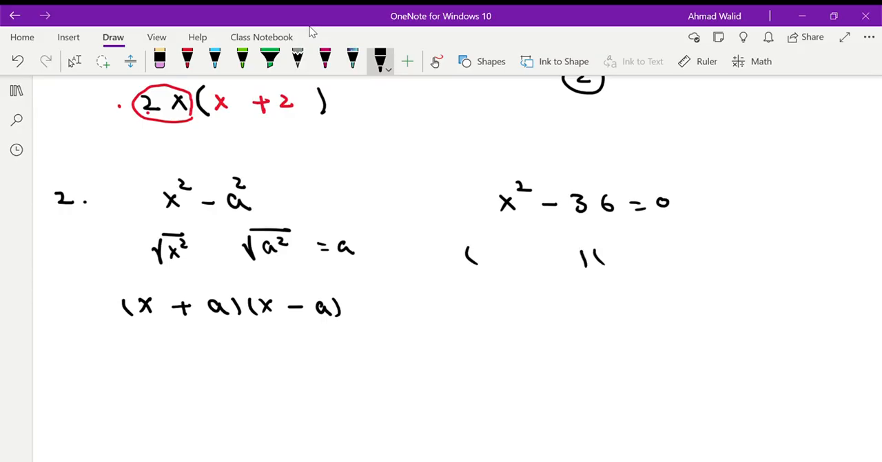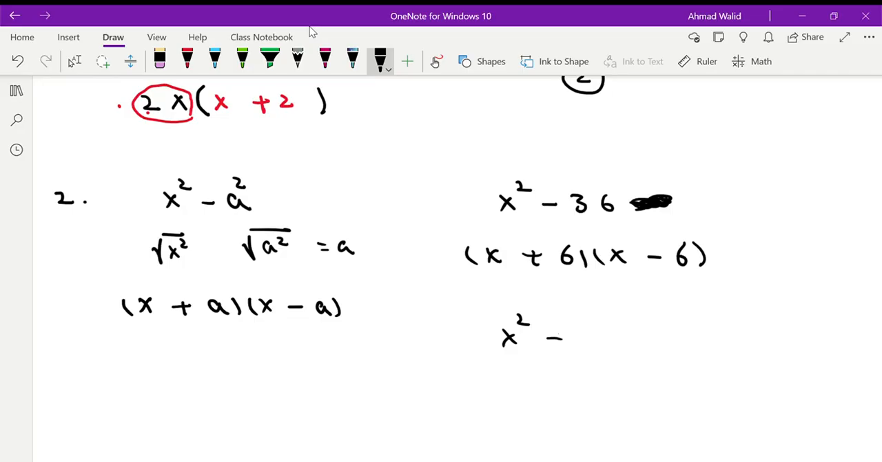Immediately, this is the easiest factor. I'll open two parentheses, not equal 0. Let's not do equation. Immediately I open two parentheses. The square root of x squared is x, and the square root of 36 I know is 6. One of the parentheses positive, one of them negative.